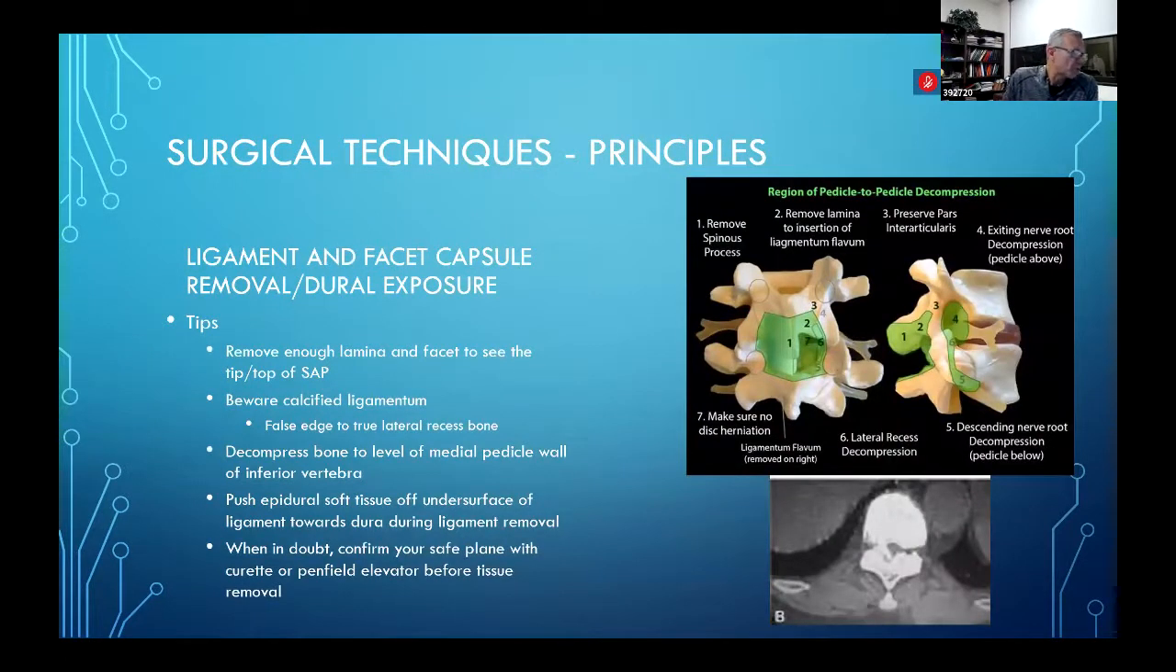What are some tips for removing the ligament and facet capsule? The facet capsule essentially is a part of the ligament in most cases. So again, remove enough of the lamina and the facet to see the tip top of the superior articular process. When I'm doing my lateral recess, I want to be able to take enough of the inferior lamina.